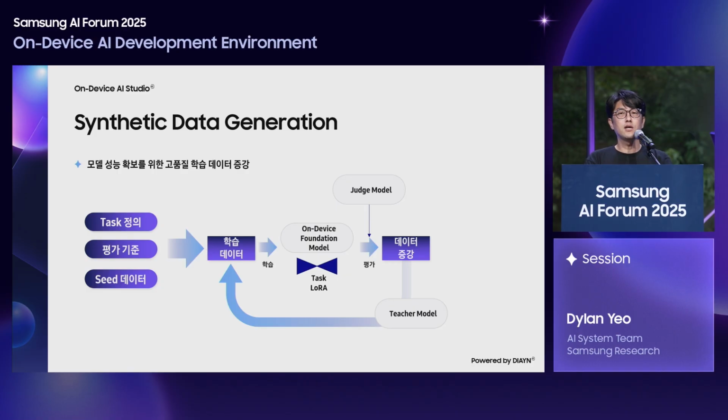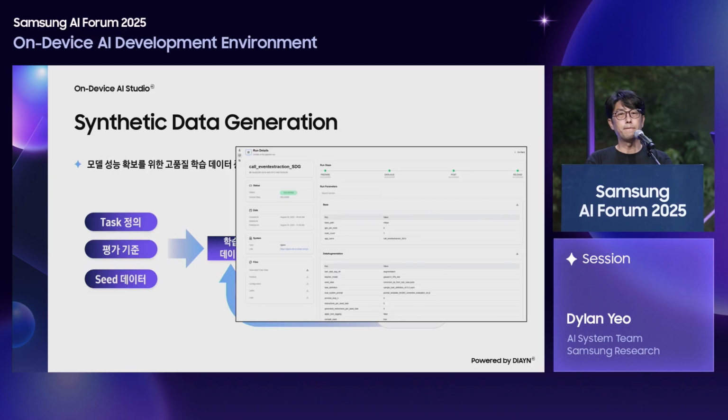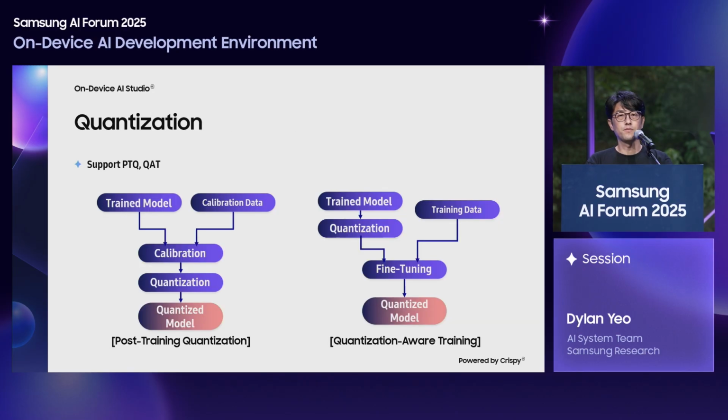Once developers provide a clear feature definition, an evaluation rubric, and a small seed dataset, AI Studio uses a large teacher model to auto-augment data, continuously analyze how each augmentation impacts LoRa performance, and iteratively distill the most beneficial examples. Repeating this loop yields a curated corpus of high-quality synthetic data tailored to the target feature.